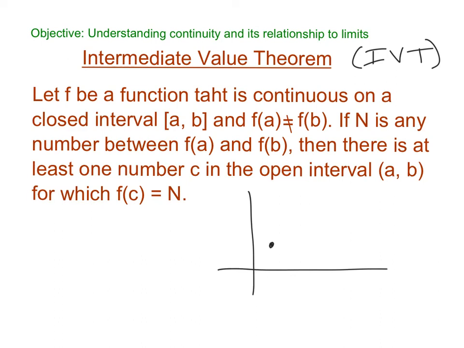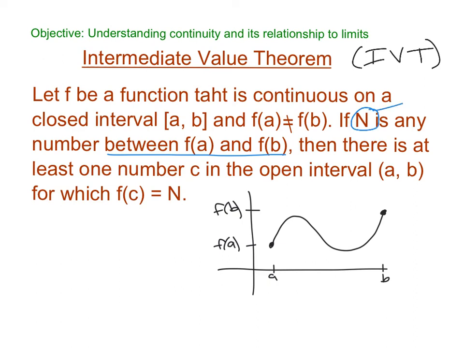So the y values have to be different. I'm going to go there. Okay, so this is a, this is b. And then they also have the y values, f of a, and then over here, f of b. So what this is saying, if there's some n value, now the n is between f of a and f of b. So n is a y value. I'm going to pick an n anywhere.